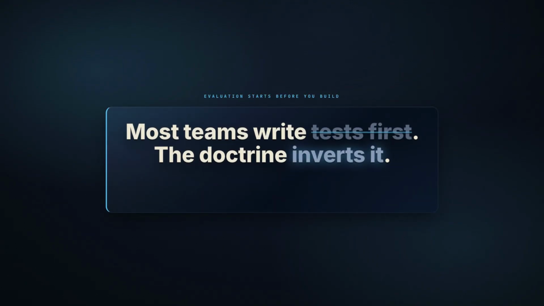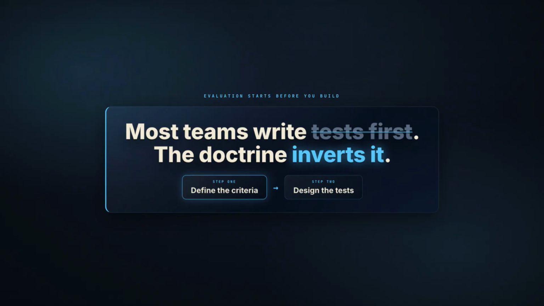Most teams start an Eval by writing test cases. That's the wrong order. It's why so many Evals measure the wrong thing. The doctrine inverts it. Building a successful application starts with clearly defining your success criteria, then designing evaluations to measure against them. Criteria first, test second. Good criteria are specific, measurable, achievable, relevant. Watch the upgrade. Good performance is none of those.